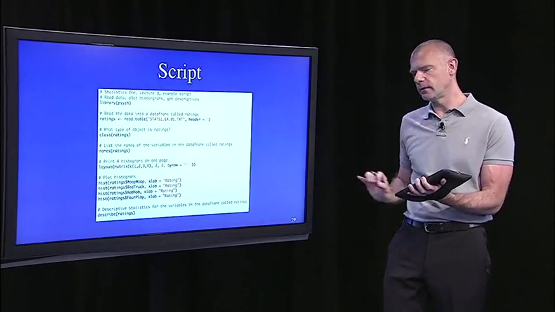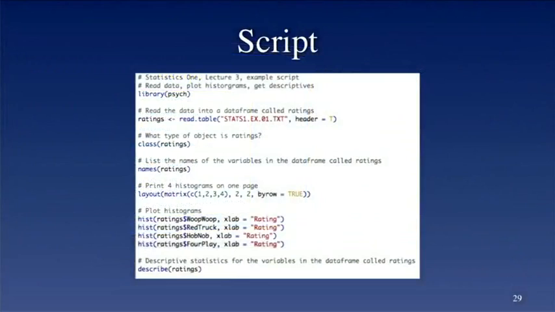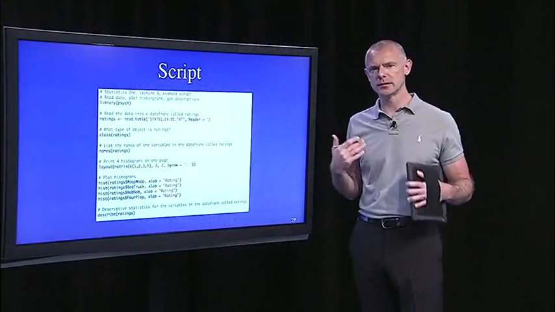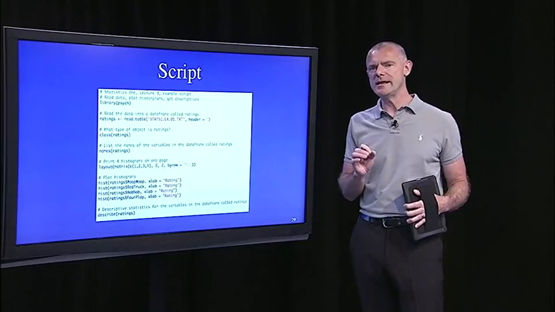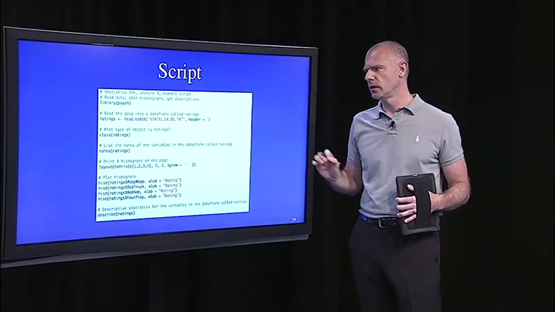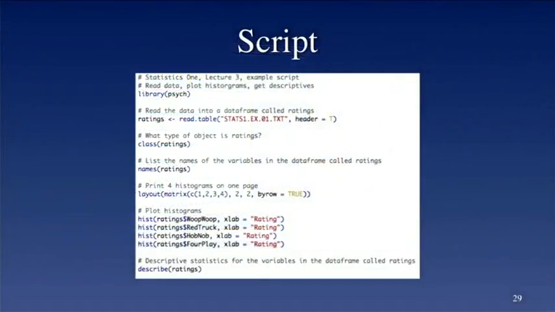So we might want to zoom in on this because the font's a little small. But this is an example script that does everything that I just walked you through. And at the top, it just has a comment that says, this is Statistics 1, Lecture 3, and this is an example script. What does this script do? It reads data, it plots histograms, and it gets descriptive statistics. The first function it calls is library psych. That just makes sure the psych library is loaded. We need the psych library loaded because some of these functions are only in the psych library.